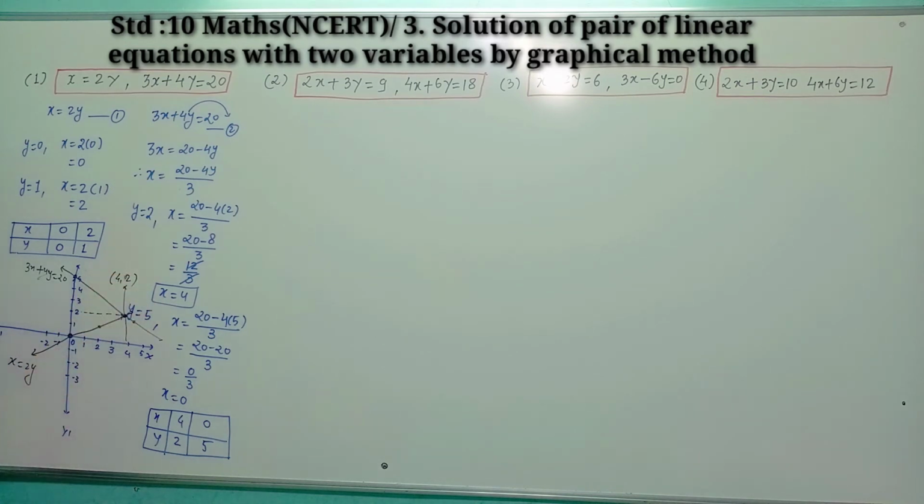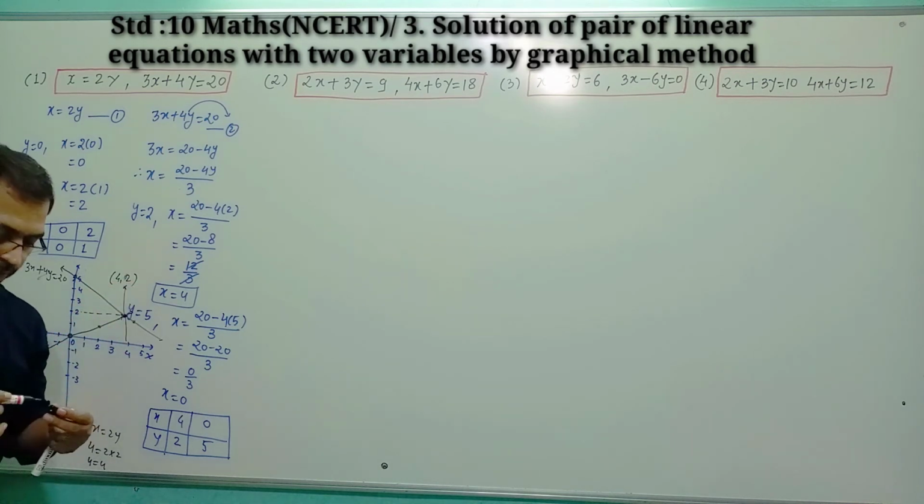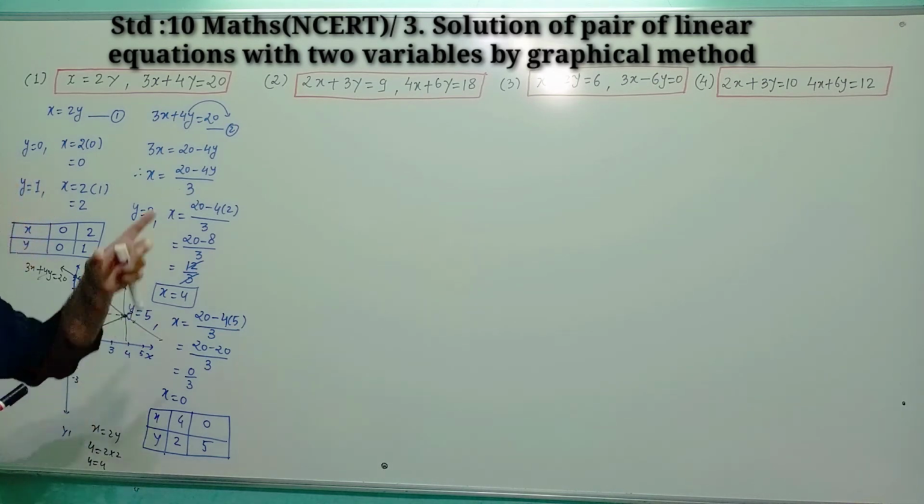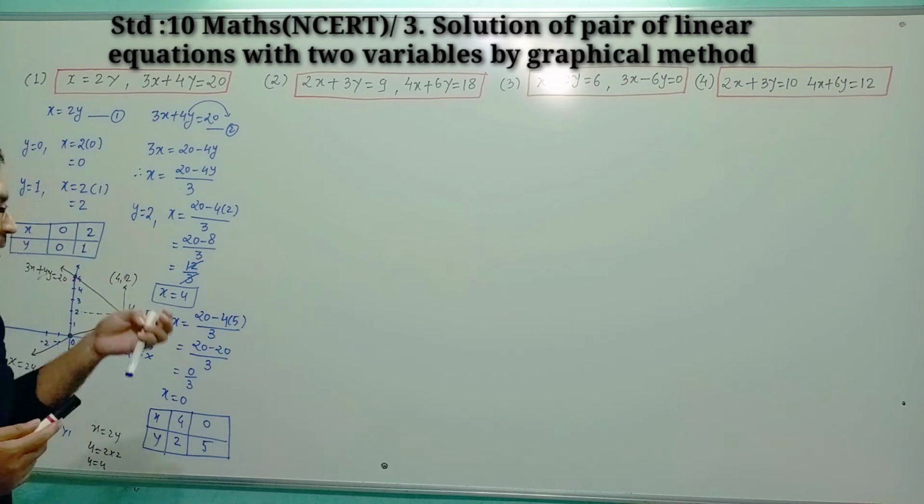Okay students, if you want to verify these things, you can see that x is equal to 2y. Put the value of x over here, x is 4 and the value of y is 2, so 2 into 2, so we are getting 4 and 4. It means this is the exact unique solution of this pair of linear equations. This solution is 4 and 2. Now students, moving to the next question.